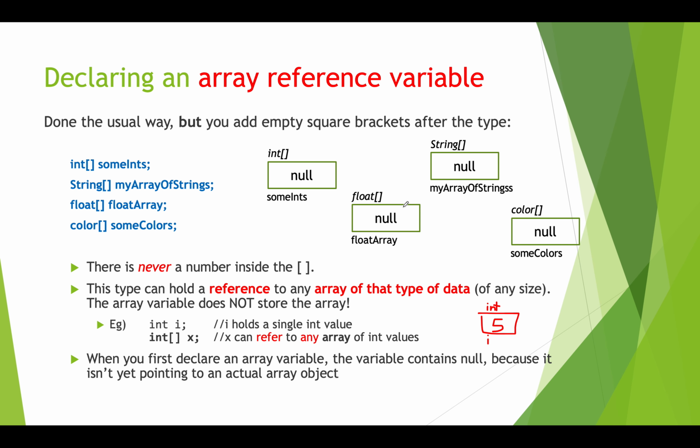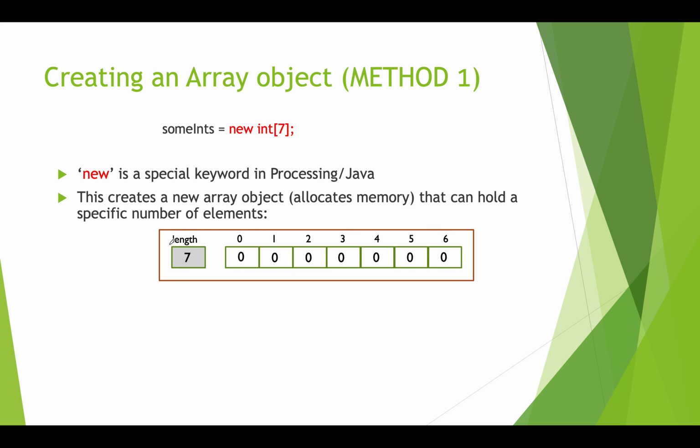So the array isn't stored inside this box. All that's going to be in this box is either null or a memory address that points to where that array is. So really, really important to note that doing this does not actually create an array. It just creates a variable on our stack that can point to an array. All right, so now we actually want to create an array. So let's say we want to create an array of ints and we want to have 7 slots.